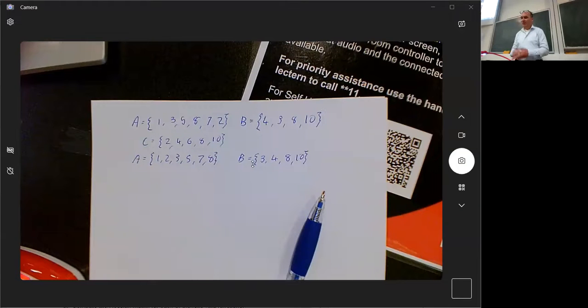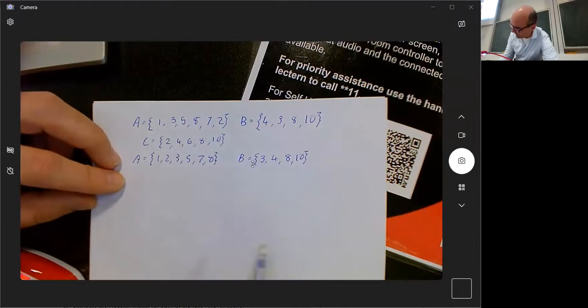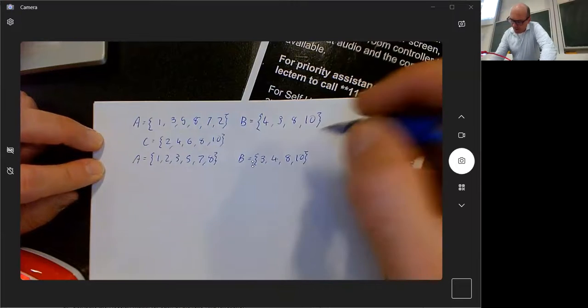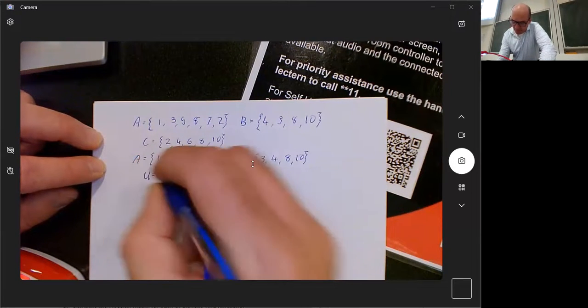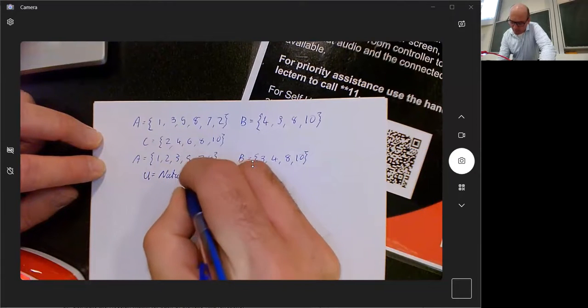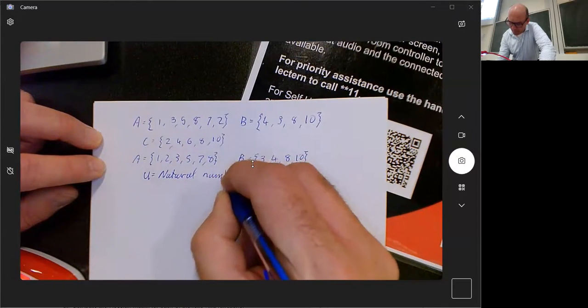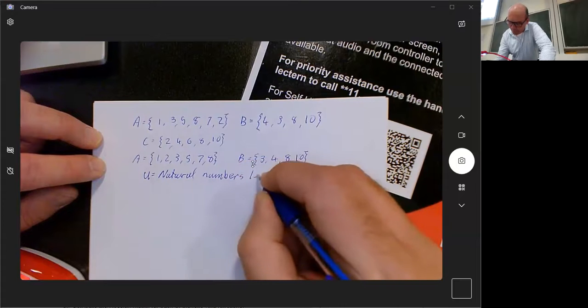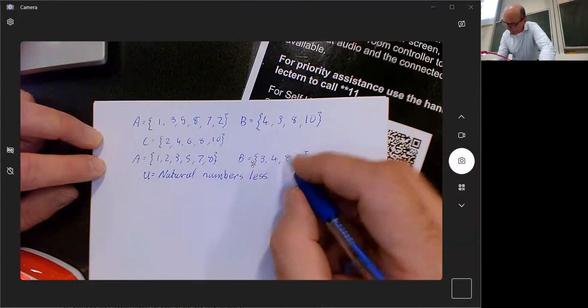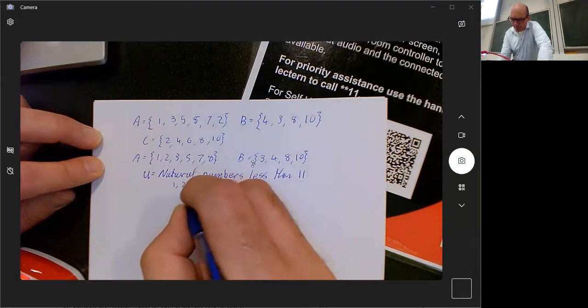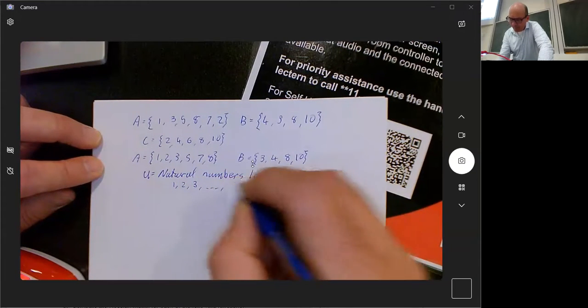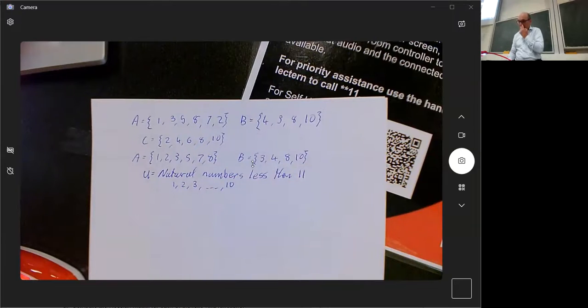All right. Because if I talk about, actually the book has got U is equal to natural numbers. So literally they're talking about 1, 2, 3, and we're going to stop at 10 because 10 is the last natural number that is less than 11. Okay, so that's my universal set.